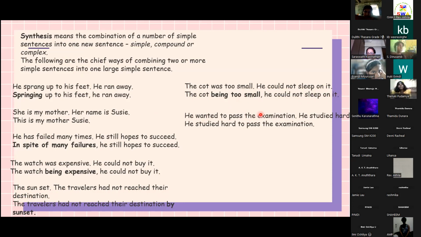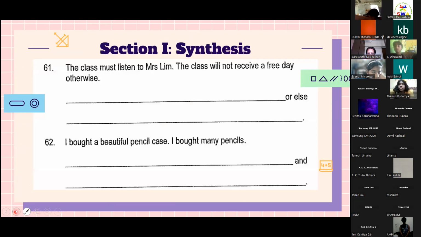He wanted to pass the examination. He studied hard. He studied hard to pass the examination. So synthesis is basically taking two small sentences to become one big sentence, all right? And sometimes you may need to change a few words. All right, okay. Let's try this.